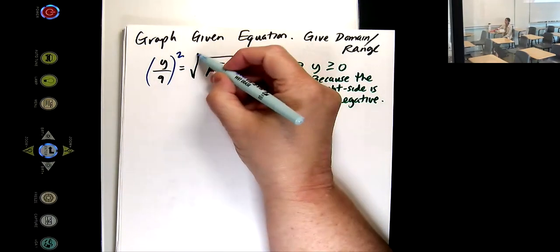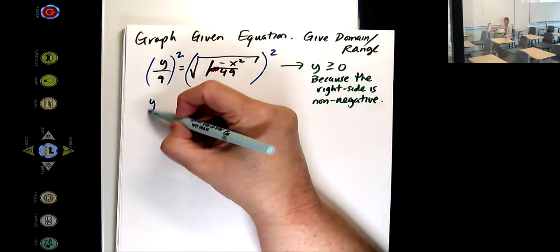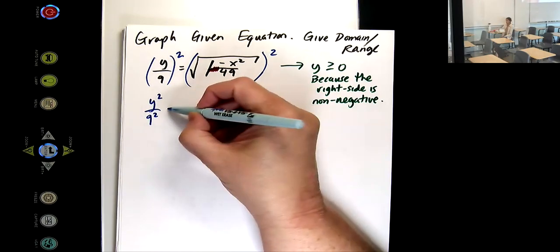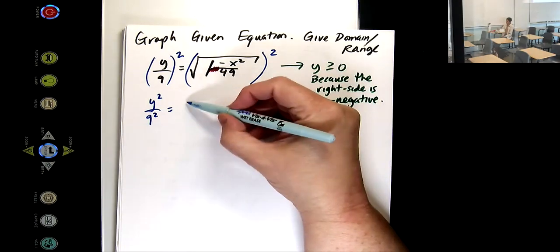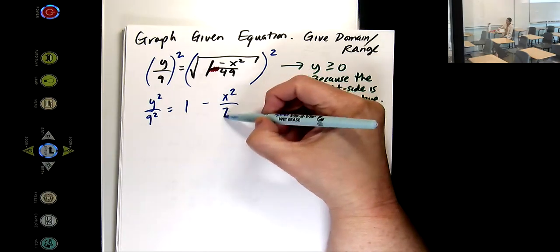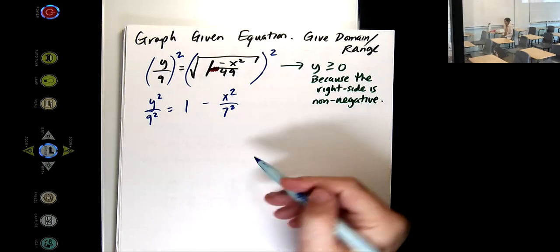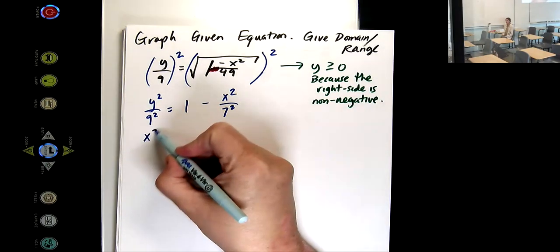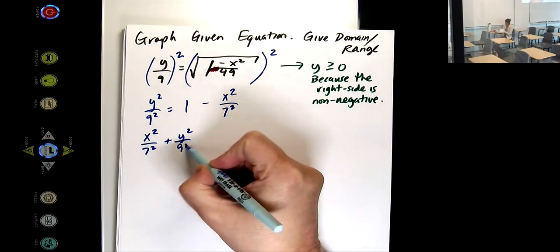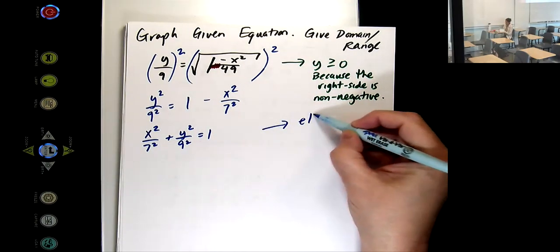Square both sides. I have y squared over 9 squared equals 1 minus x squared over 49, which is basically 7 squared. And if I add the x squared to the other side, I have x squared over 7 squared plus y squared over 9 squared equals 1. This is an ellipse centered at the origin.